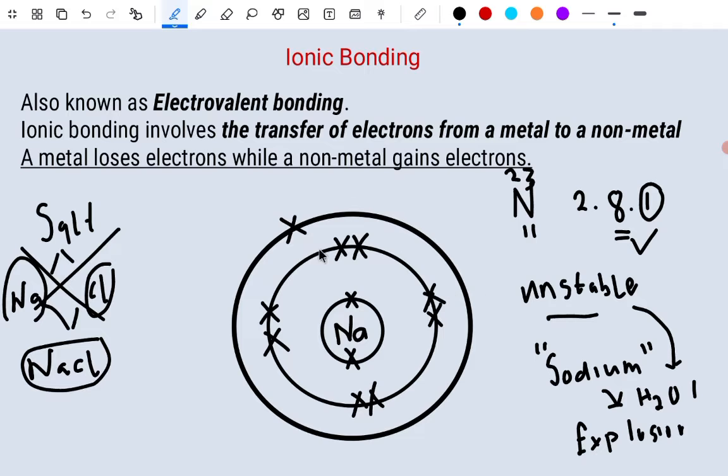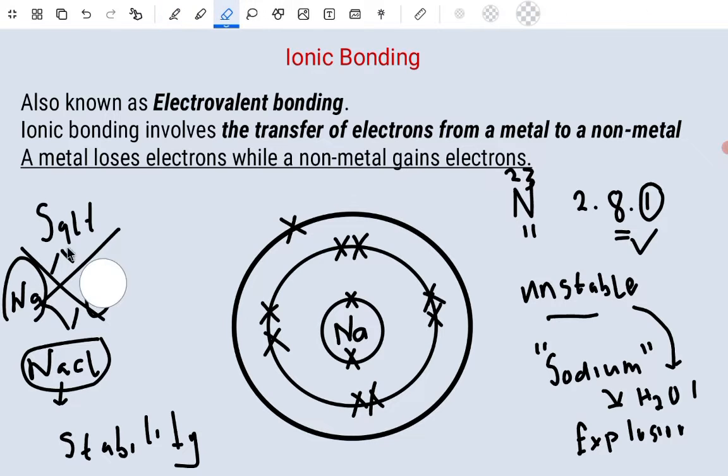This is the reason why atoms around us are always trying to achieve stability, so that they become a bit unreactive with other elements. When the sodium has reacted with this, it doesn't have this electron which is outside, and we're going to explain how that happens.